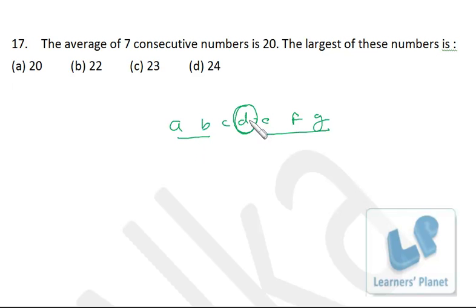Now since the average is given to us as 20, and these are consecutive numbers and D is 20, that means the largest number must be G, so that is 21, 22, 23, right? If you are conceptually clear, no paperwork is required at all. I hope you are getting it.